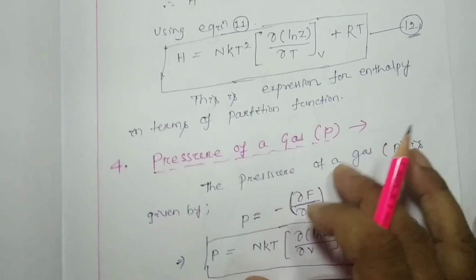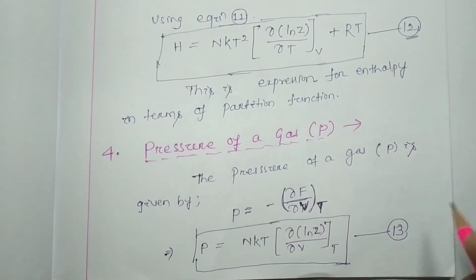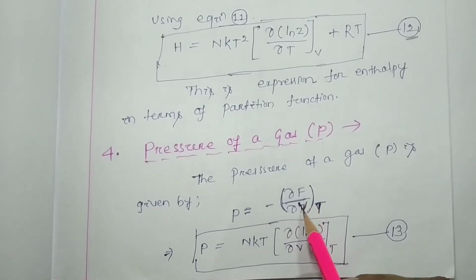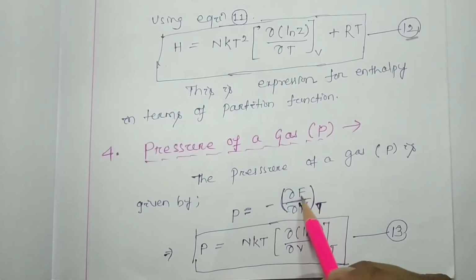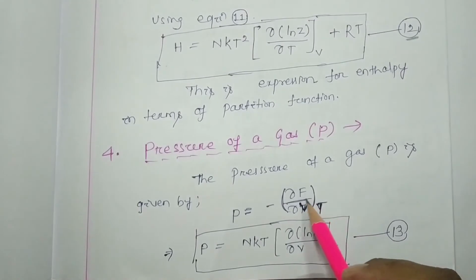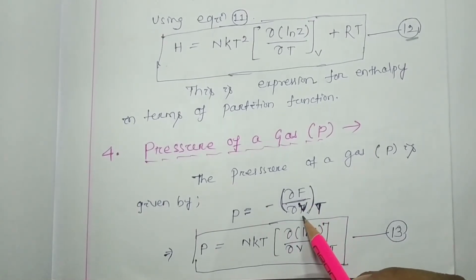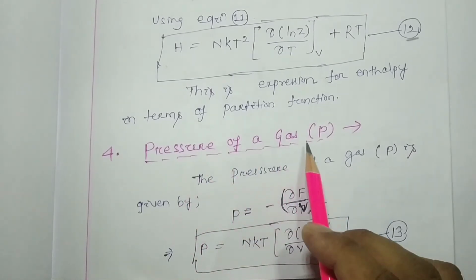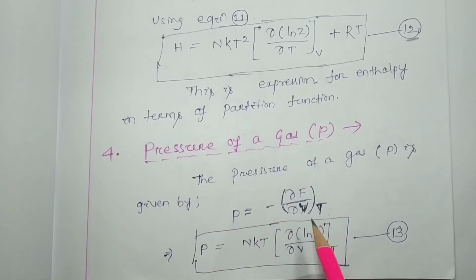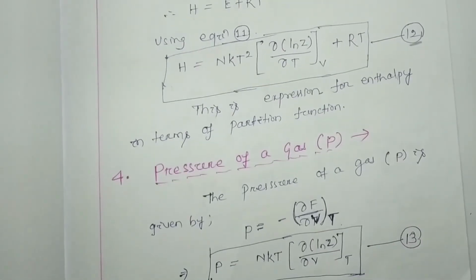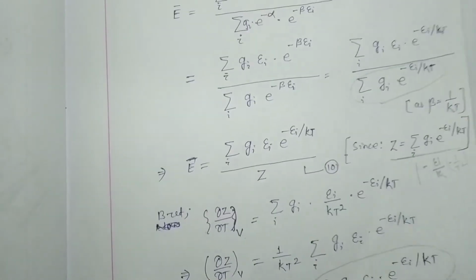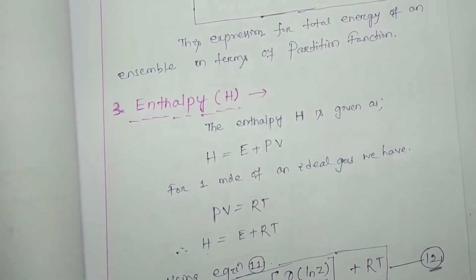Now come to the pressure of a gas. The pressure of a gas is nothing but minus del F by del V, where F is your Helmholtz free energy. The change of Helmholtz free energy with respect to volume at a temperature T is nothing but the pressure of a gas. So, how much will it be? Del F by del V. We found del F by del V.